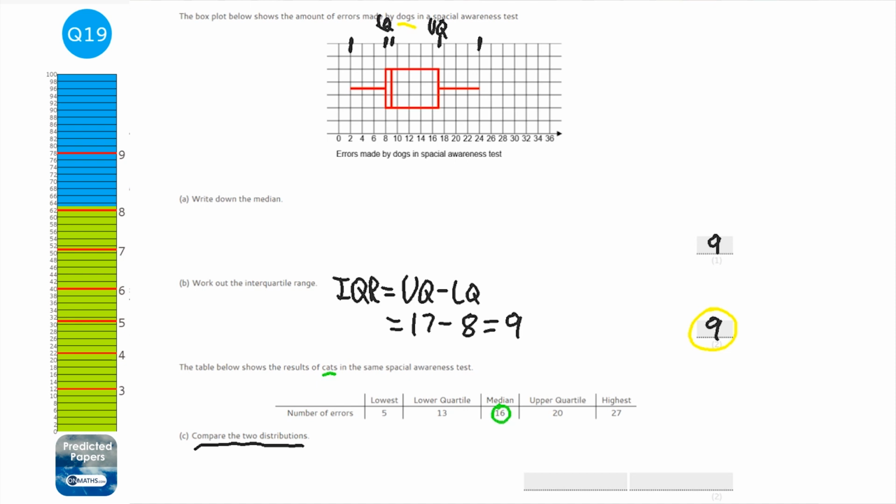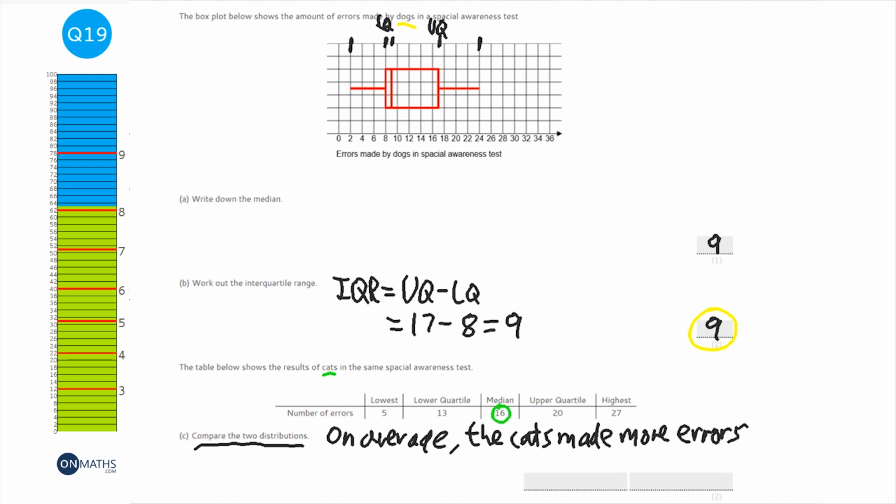So we write a statement such as, on average, and what are we saying? The cats scored higher, or made more errors. On average, the cats made more errors. And always just write down the medians of the cats and the dogs as well. I'm not going to, but write down the fact that the cats had a median of 16 and the dogs had a median of 9. Okay, that makes it really clear.